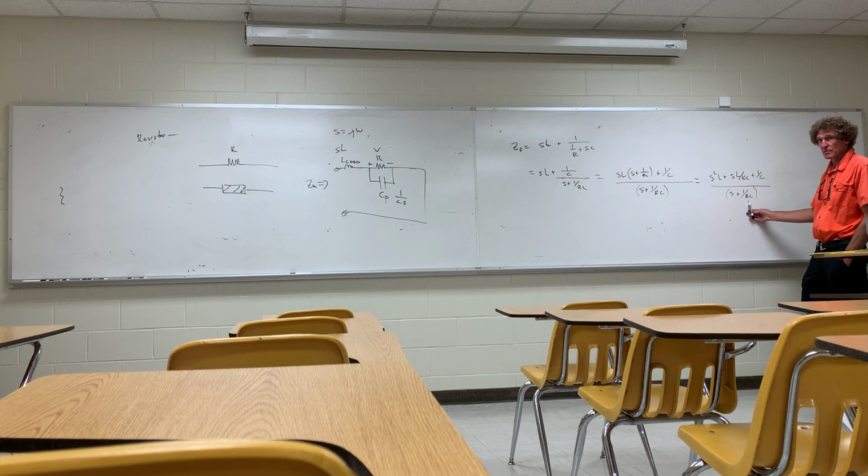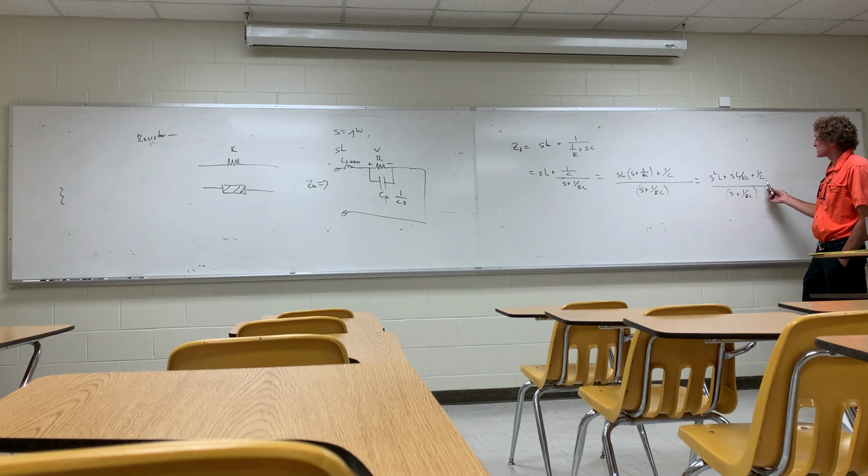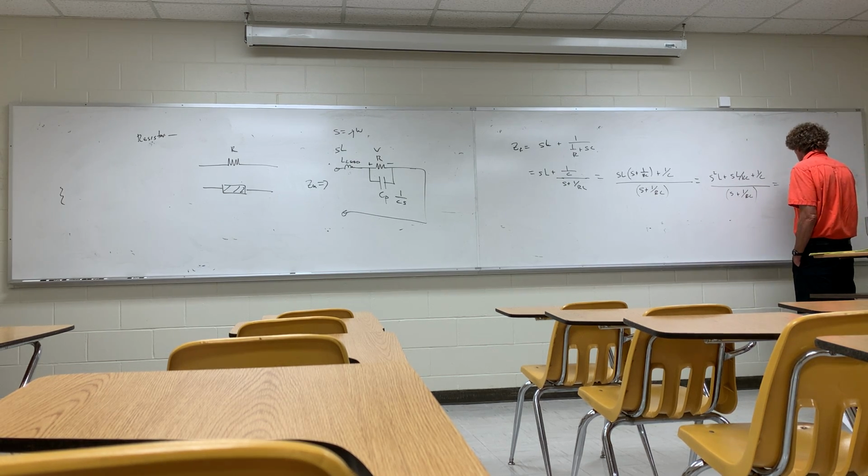Y'all follow me on this class? This will be a pole right here. And you can manipulate this to your heart's desire. As a matter of fact, usually right up top, they'll take the L out in front here. Let me just write this here. So they'll take an L out in front. Then they're going to have S squared plus S over RC, and then it's going to be plus 1 over LC here, all over S plus 1 over RC.